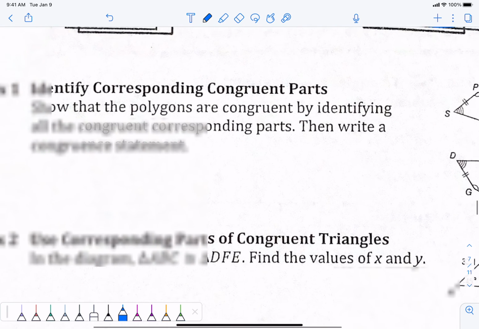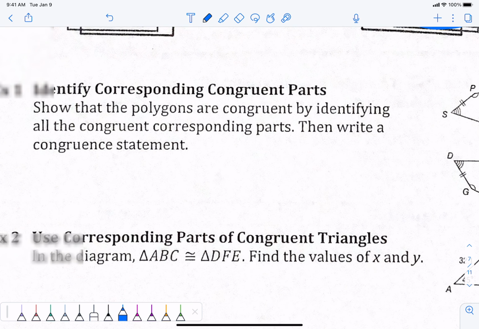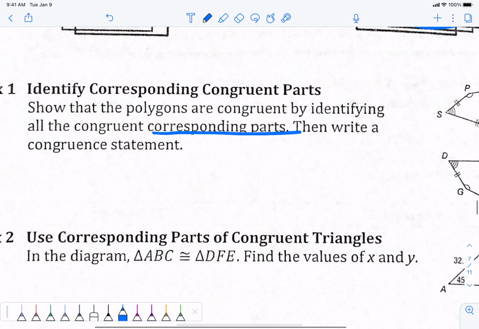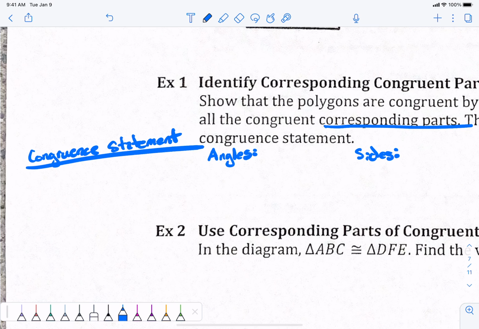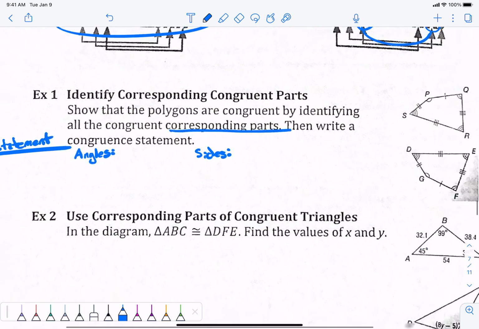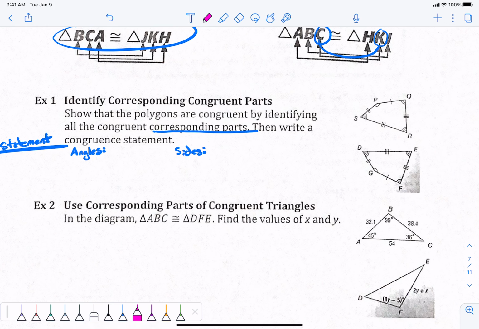All right, let's go down to this guy. They say show that the polygons are congruent by identifying all the congruent corresponding parts. That means we have to do all of the angles corresponding and all of the sides corresponding, okay? And then we're going to write over here a congruence statement. We'll write a congruence statement here in a second, but we're going to do all the angles, all the sides. Now, this is a 4-sided figure, not just a triangle.